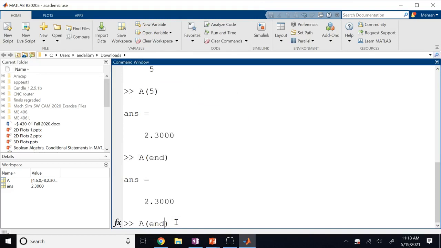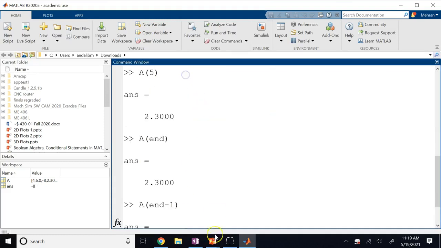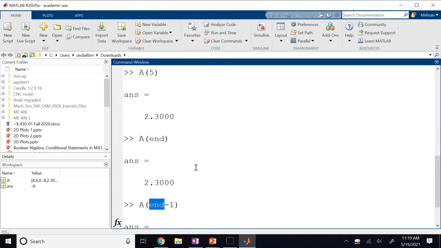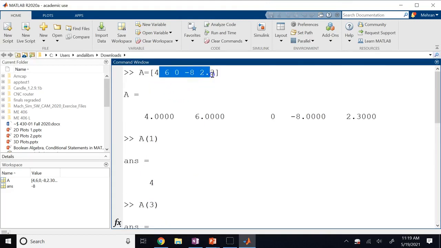If you want the last but one entry, in this case entry number 4, you can say end minus 1. So this end is like a number. You can add or subtract. Of course, if you add something to it, it's not going to give you anything. So you see here, the fourth one was negative 8. If you say end plus 1, then after this there is nothing, and you're going to get an error, right? But this function end is very useful for many applications. So here is how to access any entry from the beginning, from the end, or so on.